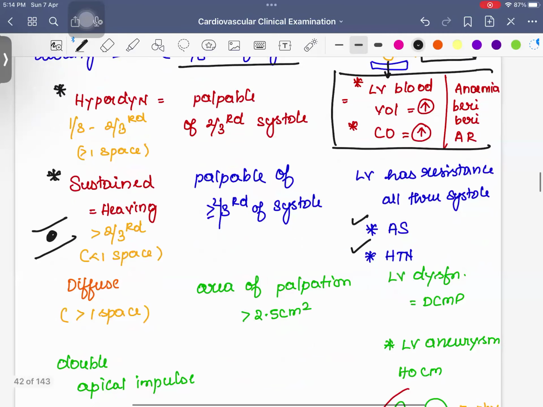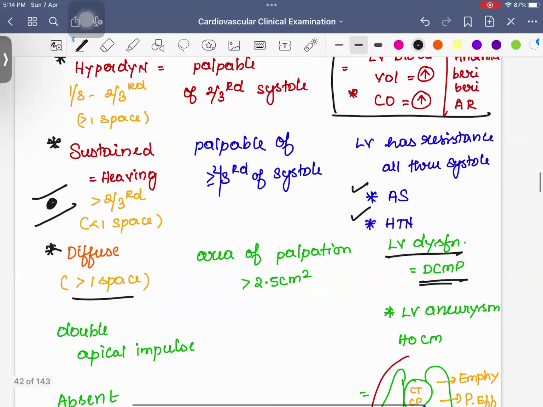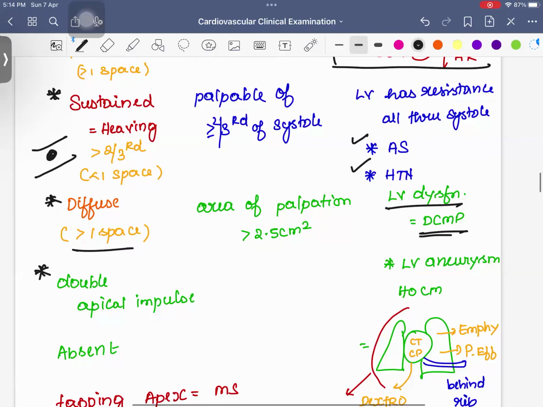Then sometimes you get a diffuse apical impulse. That is also more than one space, and it is seen in dilated cardiomyopathy. Then you can get a double apical impulse or double kicking apical impulse. Yesterday also I told you, you get it mainly in HOCM.